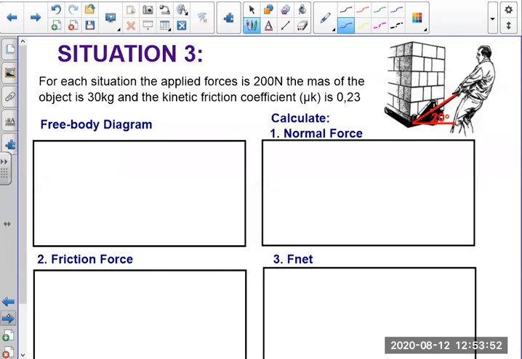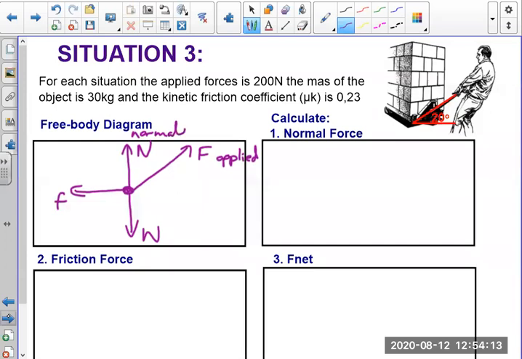Okay. Now when I look at the free body diagram, I'm going to have the weight, the normal force, an applied force, and a friction force. Okay, you write it out: applied, normal, gravitation, and friction.